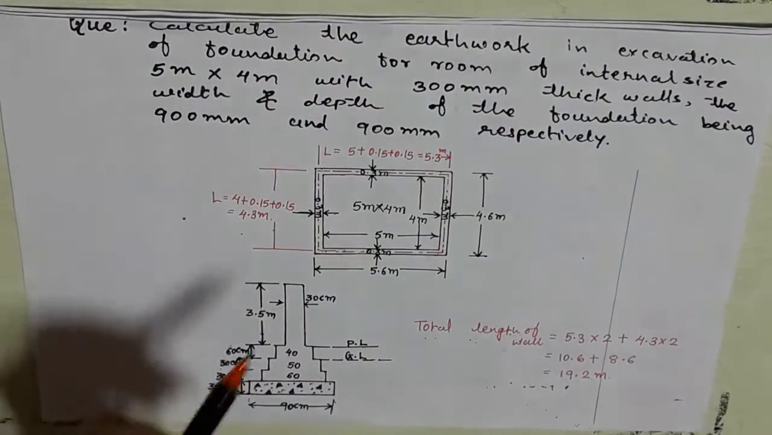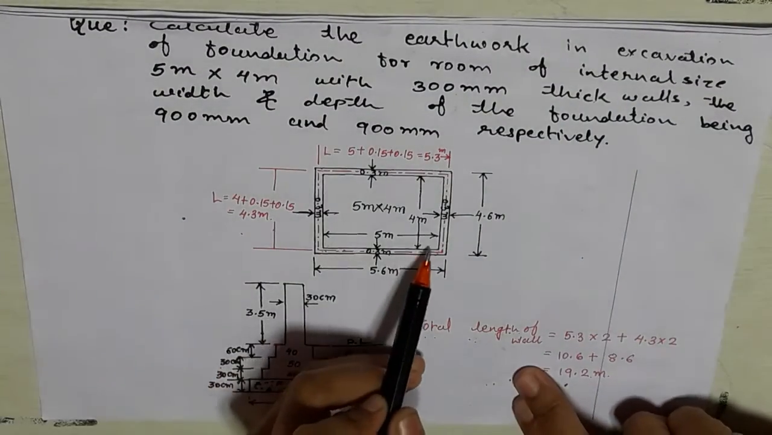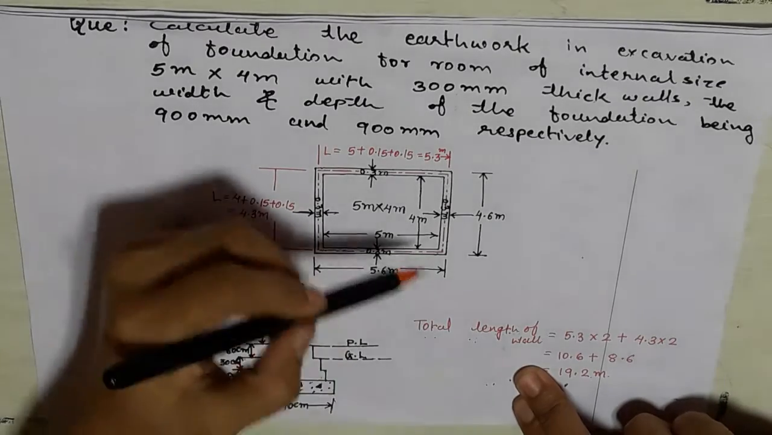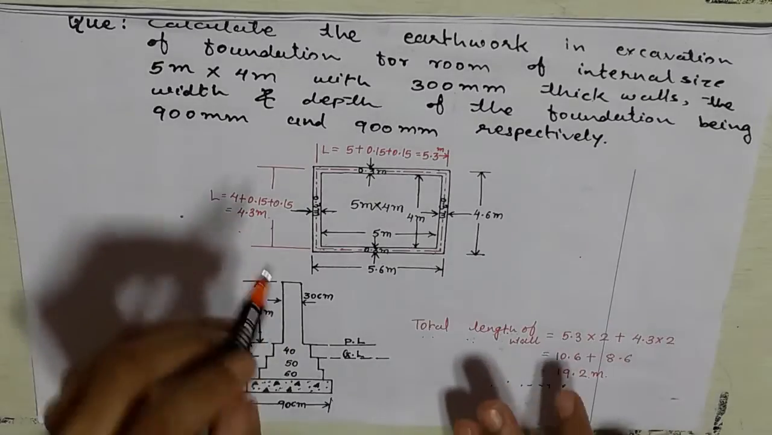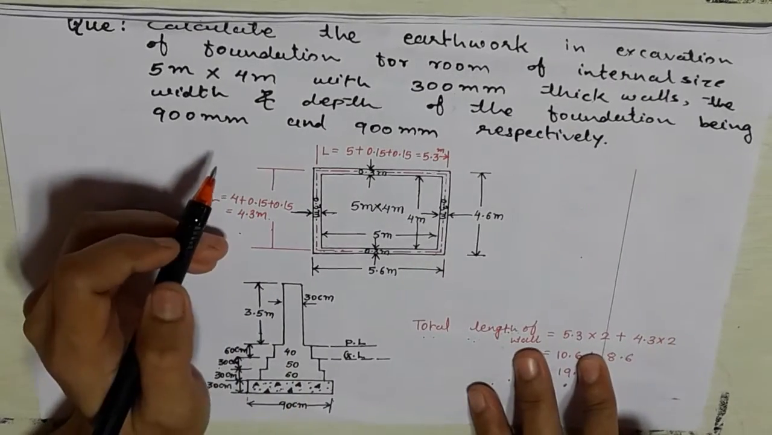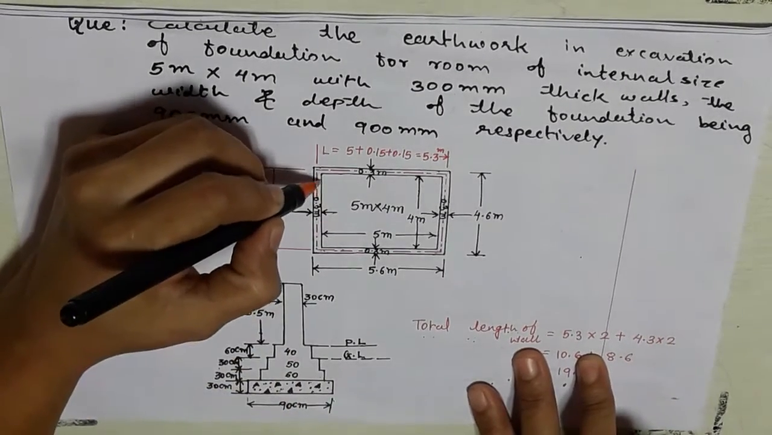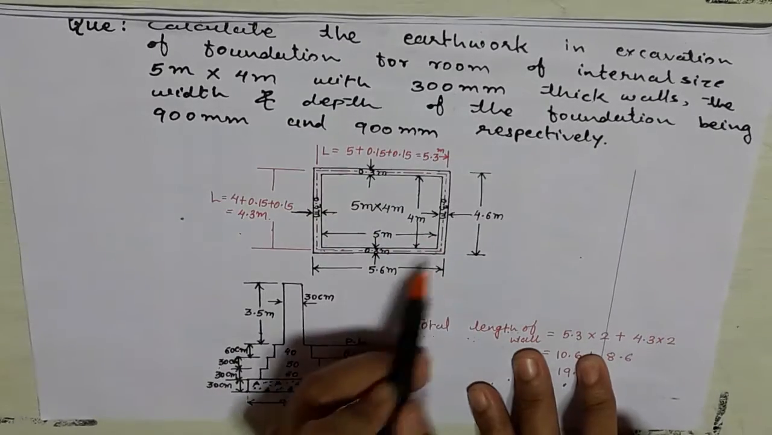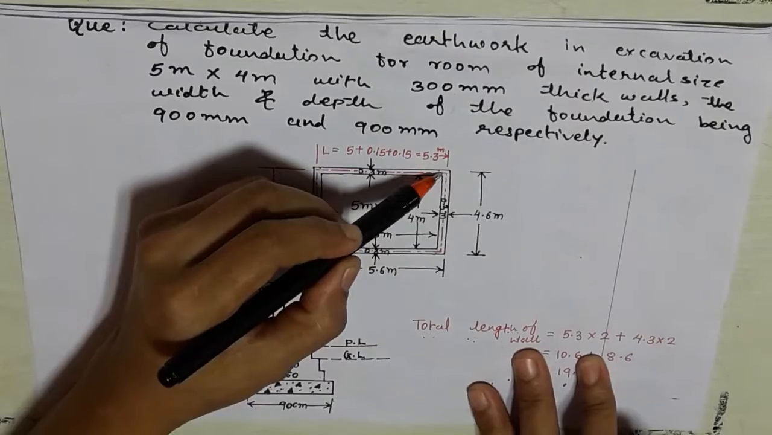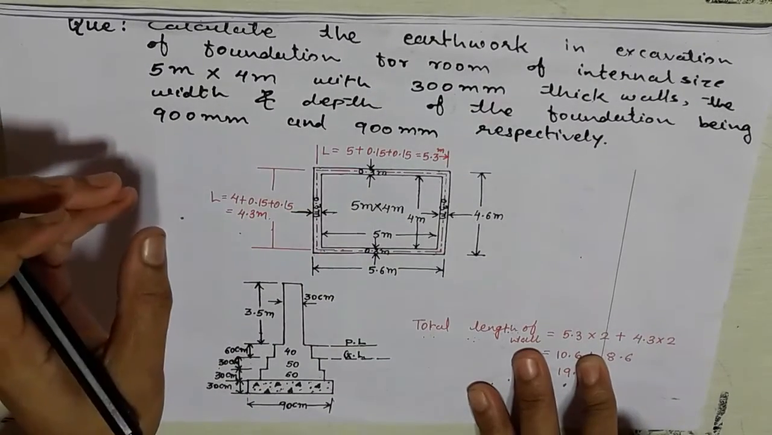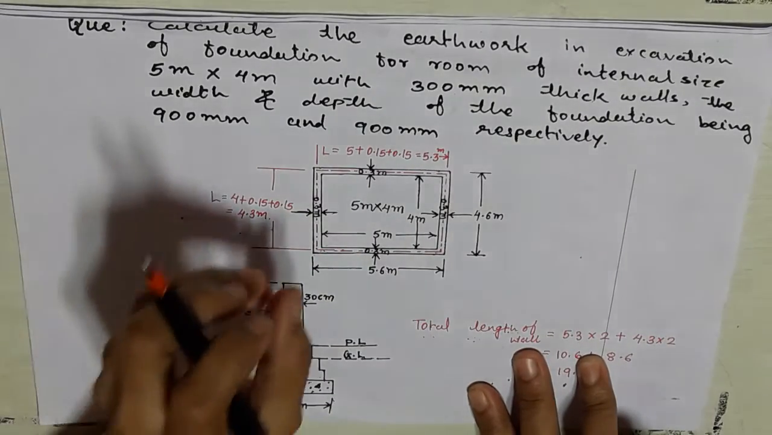Here this is the room having 5 meter length and 4 meter breadth. So we have to find out the length of the long wall center to center distance. Here we can consider this as a long wall, and perpendicular to this is the short wall. But here we will find the quantity by the centerline method.